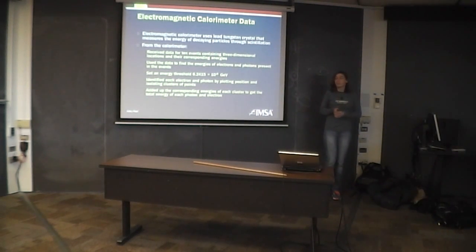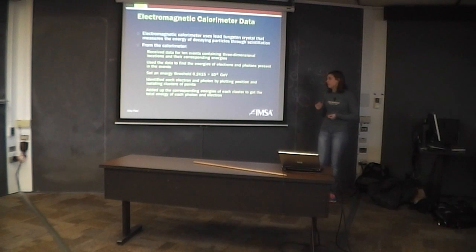Hi, I'm Abby Paul, and I use the CMS electromagnetic calorimeter to find the energies of electrons and photons present in the 10 events. When I received the data, I first set an energy threshold of 6.24 times 10 to the negative 8 GeV. This eliminated a lot of the background energies while still allowing me to see muons, which gave me a better idea of what was going on in the events.